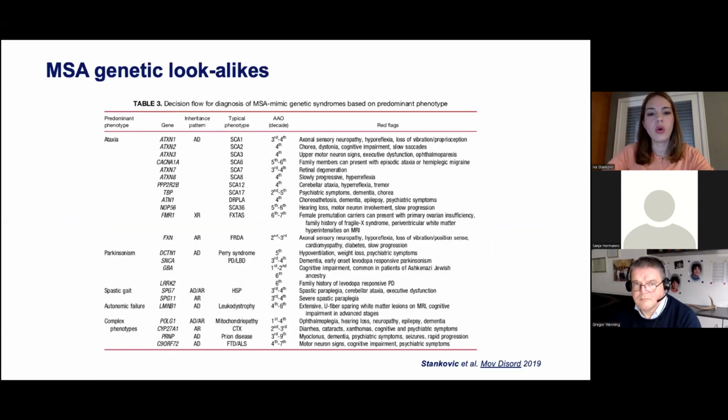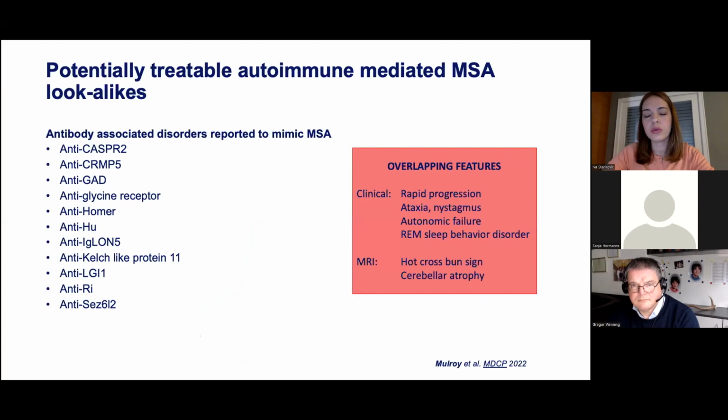There are many MSA lookalikes, genetic disorders, which we decided to group for easier orientation into disorders predominantly presenting with ataxia, Parkinsonism, spastic gait, autonomic failure, and complex phenotypes. And also not only genetic disorders, but also autoimmune mediated disorders associated with antibodies have recently been reported to mimic MSA.